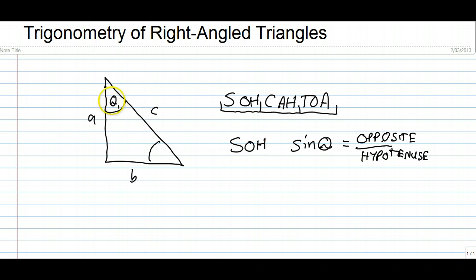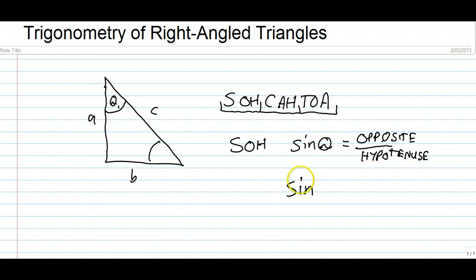What it says is that when you take the sine ratio, which is a special function on your calculator, of one of the internal angles, like this one here, sine theta 1, it will equal the opposite side, this side over here, opposite to the angle, divided by the hypotenuse side, which is this one here.